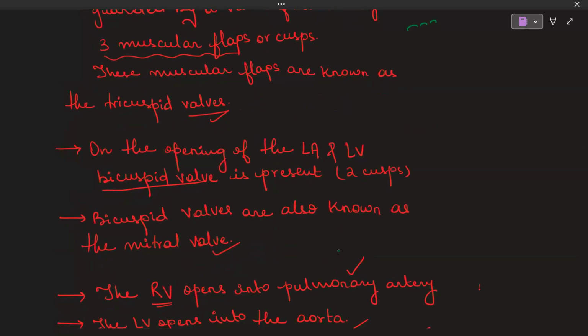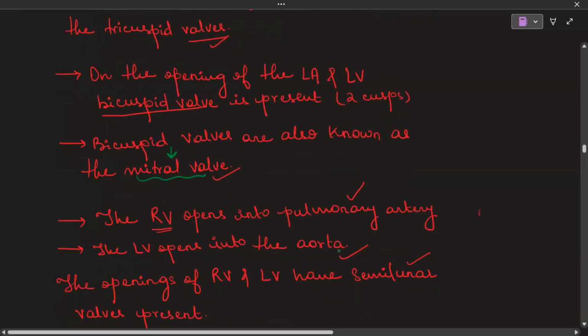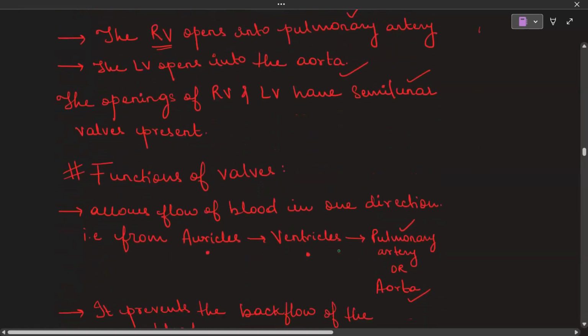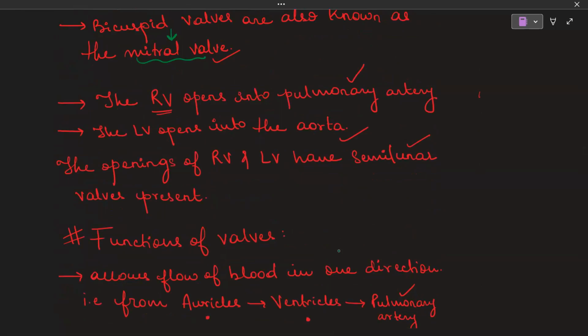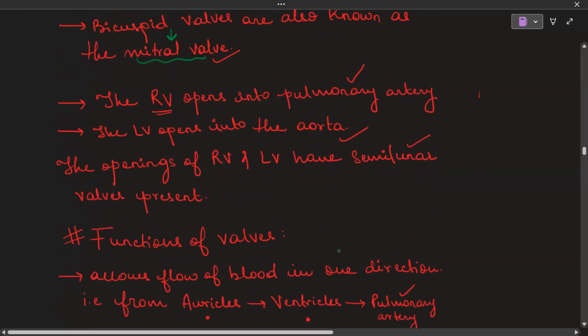Now, on the opening of the left auricle and left ventricle, two cusps are there. So it is the bicuspid valve. Bicuspid valves also have another name, which is always used to confuse the students: the mitral valve. Now, the right ventricle opens into the pulmonary artery. The left ventricle opens into the aorta. And these openings have semilunar valves present.